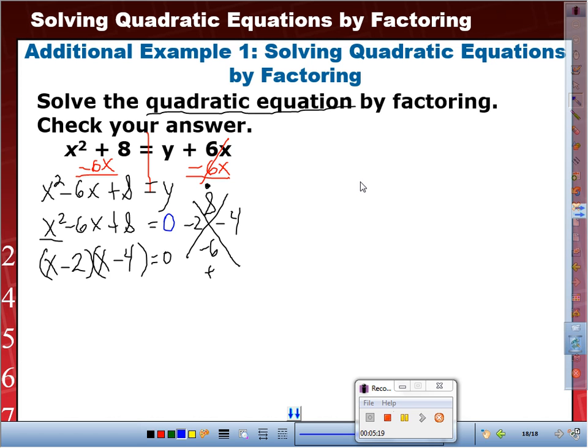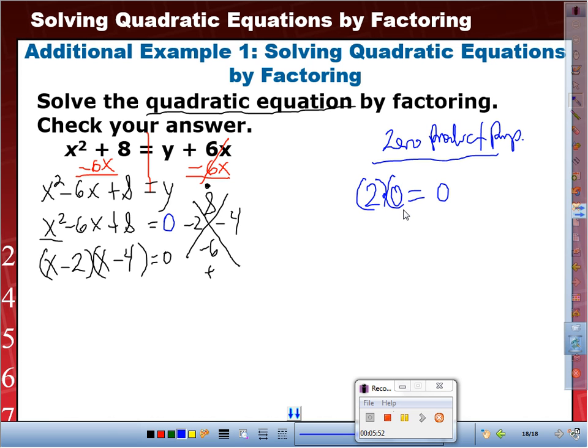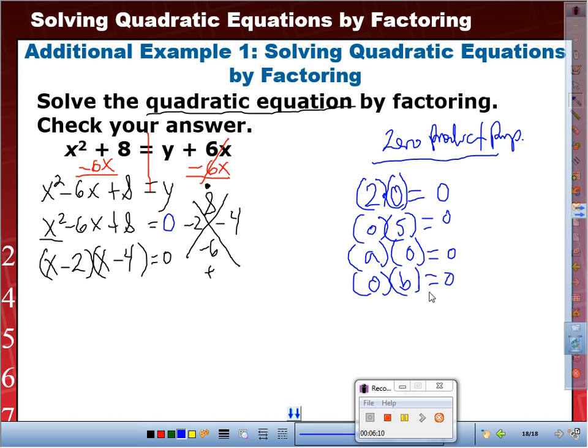Here we go. At the beginning of the year, I introduced a property, and we called it the zero product property. Remember that? And I said any number times 0 is equal to 0. So 2 times 0 is 0, right? How about 0 times 5? 0, and so on and so forth, right? How about A times 0? What is that? What is 0 times B? All right. But what if we end up with this? A times B equal to 0. So now it's a dilemma, right? What could A be?